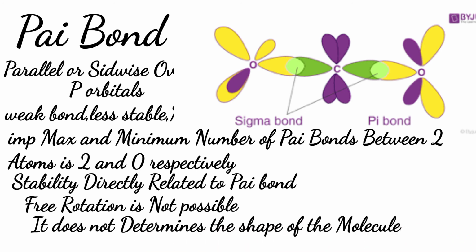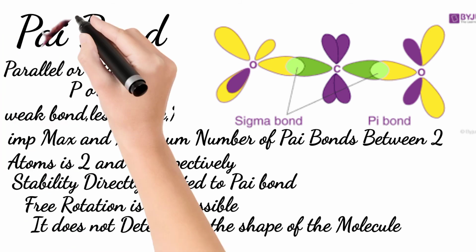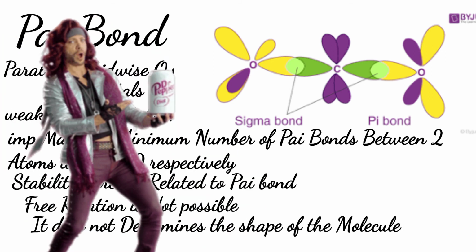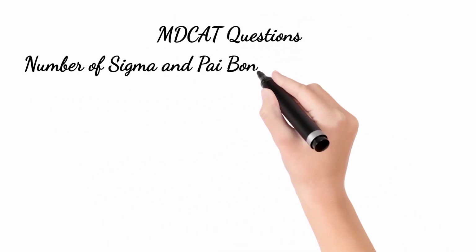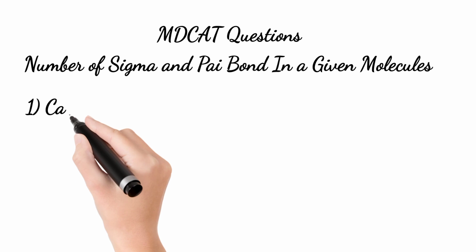Remember this also: free rotation is not possible in case of the pi bond because it is just like a nail is hooked. It doesn't determine the shape of the molecule because the bond length decreases because of the pi bond. Now some of the important MCQs of the NMDCAT questions.